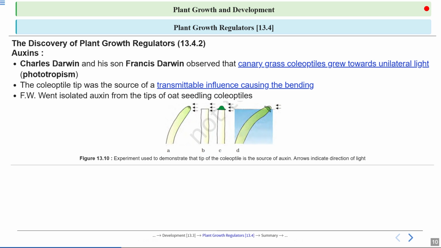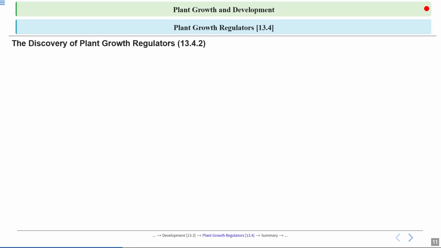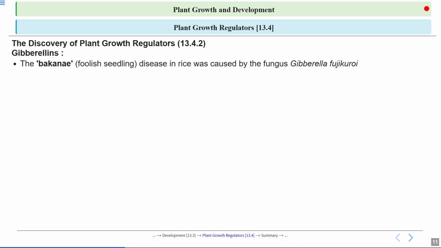So in this way, the auxin was discovered. Now, gibberellin, how the gibberellic acid was discovered. Bakanae, or foolish seedling disease in rice, was caused by the fungus Gibberella fujikuroi. This is a disease that occurs in rice. What is the name of the disease? Bakanae, commonly called foolish seedlings. This disease is caused by the infection of a fungus called Gibberella fujikuroi.